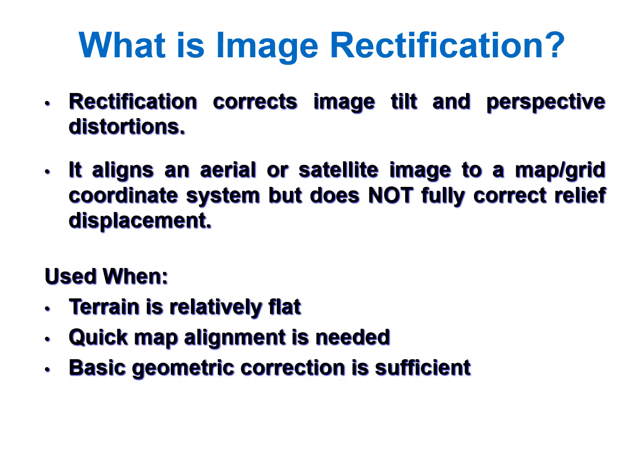What is image rectification? Rectification corrects image tilt and perspective distortion. It aligns an aerial or satellite image to a map/grid coordinate system, but does not fully correct relief displacement. It is used when terrain is relatively flat, quick map alignment is needed, and basic geometric correction is sufficient.